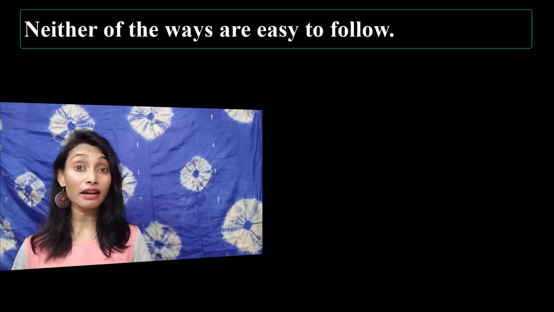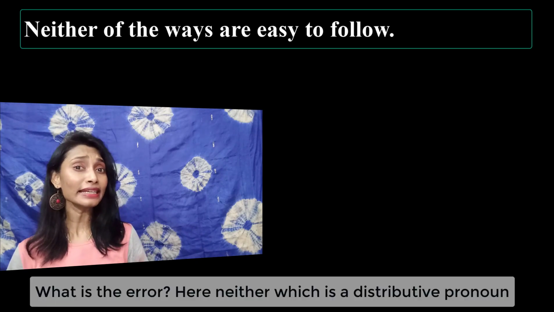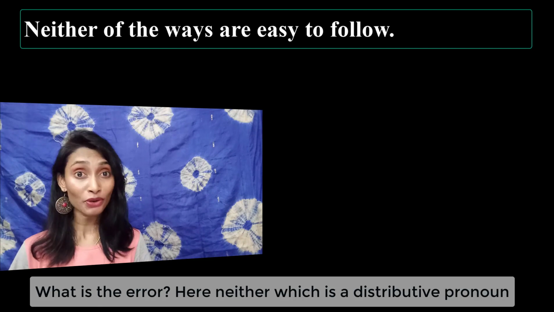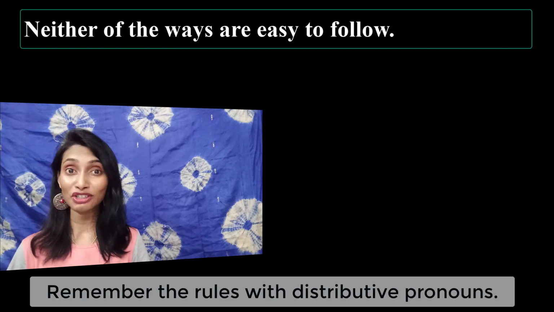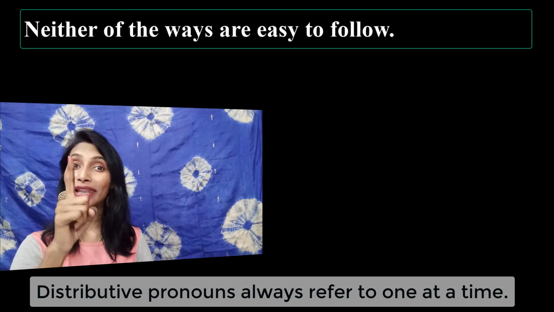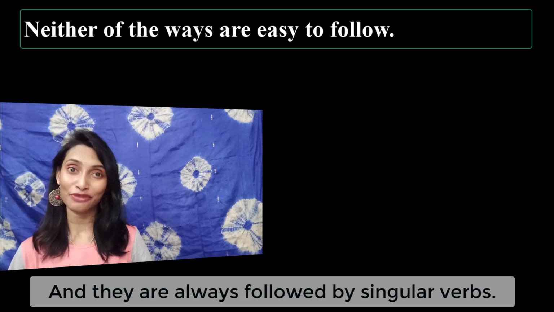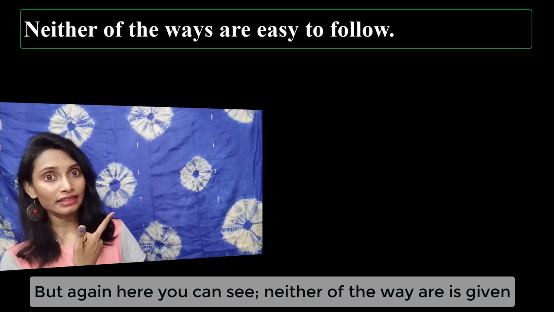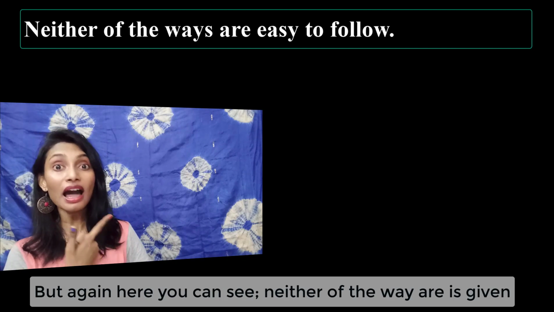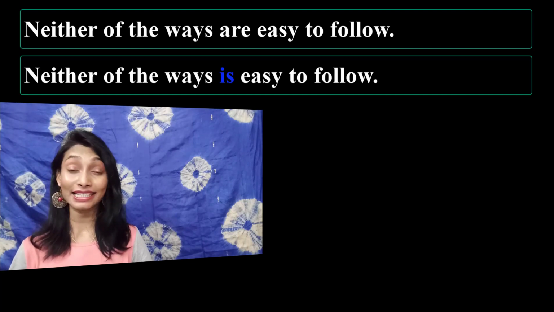Neither of the ways are easy to follow. What is the error? Here neither is a distributive pronoun. Remember the rules with distributive pronouns. Distributive pronouns always refer to one at a time, and they are always followed by singular verbs. But again, here you can see neither of the ways are is given, but we require a singular verb is. So the answer is, neither of the ways is easy to follow.